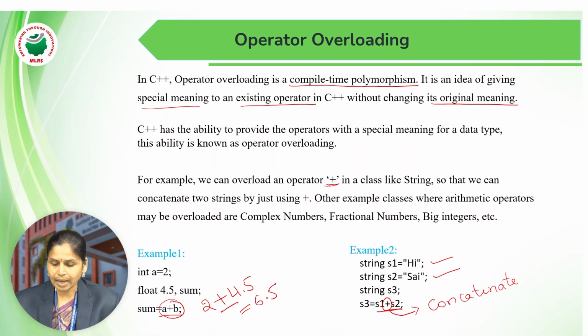We can overload the plus operator in a class string so that we can concatenate two strings by using the plus operator. When we use the same plus operator for arithmetic operations, it can be used to add two or three numbers. Here we are performing addition, but in the second example, we are concatenating two strings, but the symbol is the same. Here we are overloading the plus operator. This concept is called operator overloading.